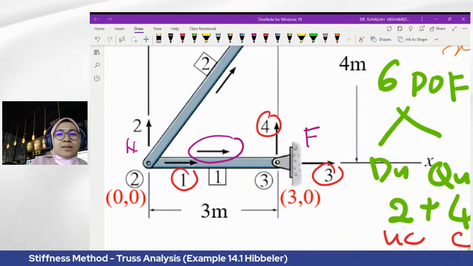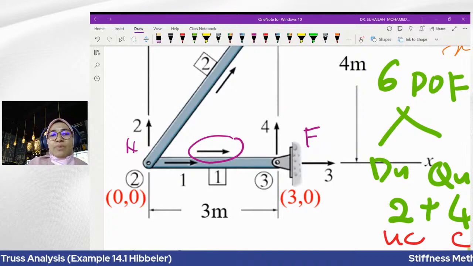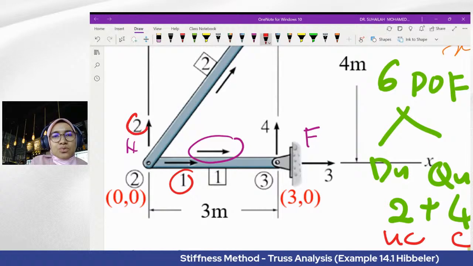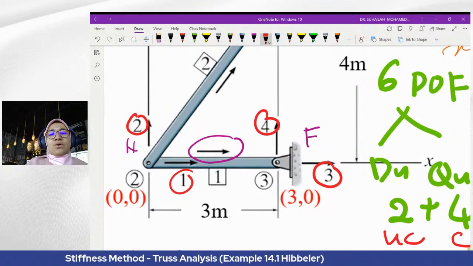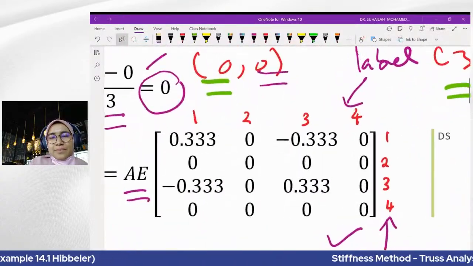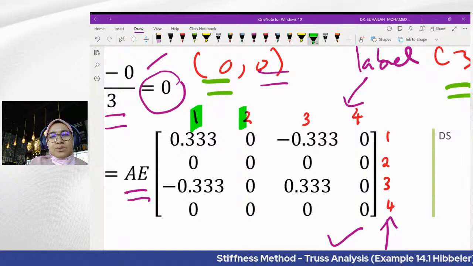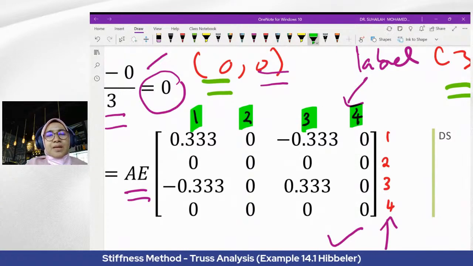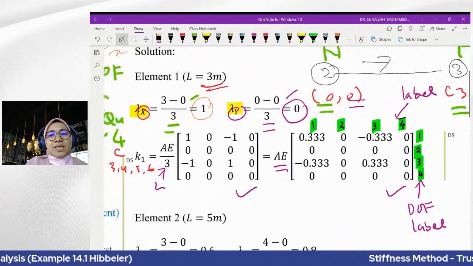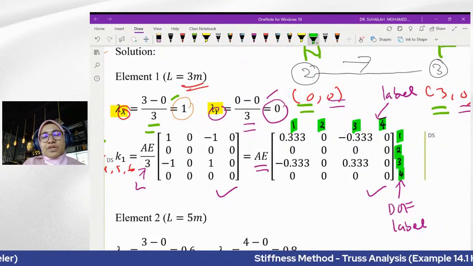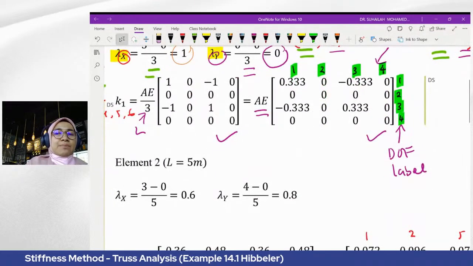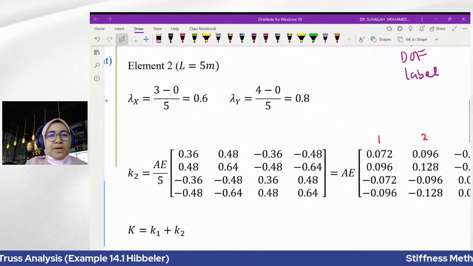Again, looking at the arrow, we label from near to far, as 1, 2, 3, 4. This 1, 2, 3, 4, we have to write like this, on both the rows and the columns. So this is the answer, the element stiffness matrix for element number 1. Now we have settled element number 1. We move to element number 2.